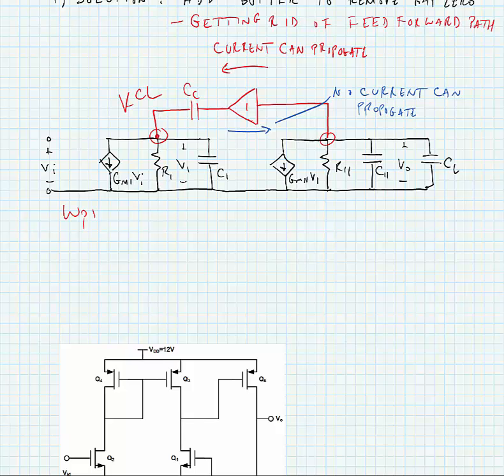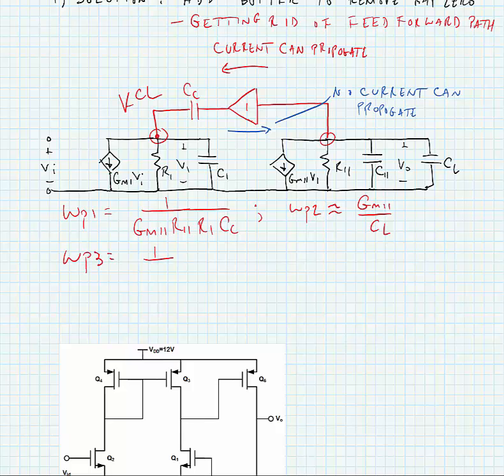We'd find that we have omega P1 is equal to exactly what it was before, gm2 R2 R1 CC. Omega P2 doesn't change either. It's approximately gm2 divided by CL. But we do introduce two new things. We introduce omega P3, a third pole, which is approximately 1 over Rout times C1. This Rout is the Rout of the buffer, if it does have a finite Rout.